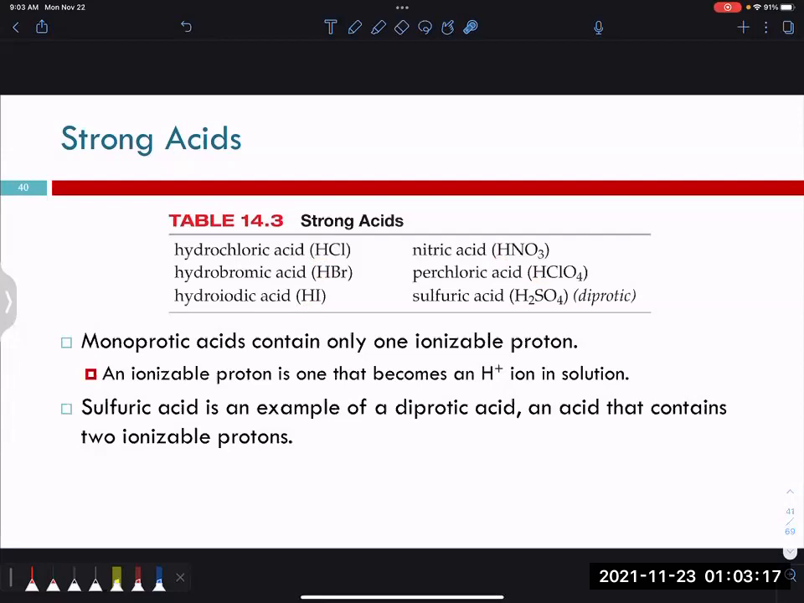But we have polyprotic acids as well. Sulfuric acid, being one of those, is diprotic, so 2 protons. And you can tell because it has an H2 in front. You can have other acids, like HC2H3O2, which is acetic acid. So you have hydrogens here in the middle that are not ionizable, but then this one out front is.